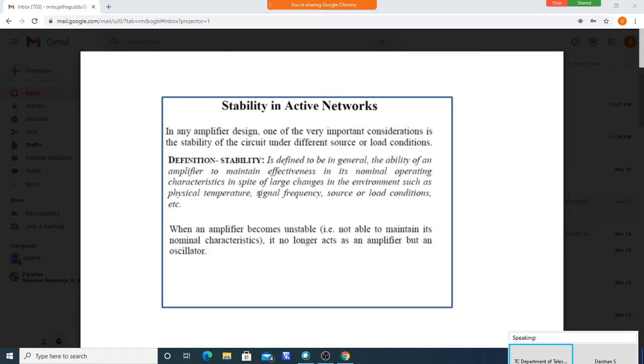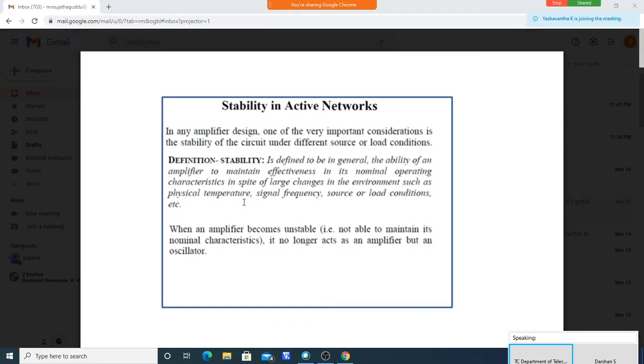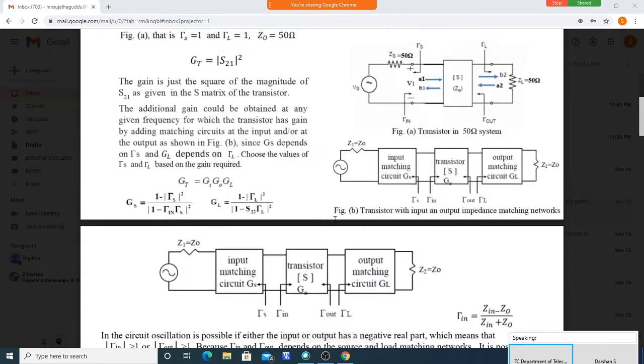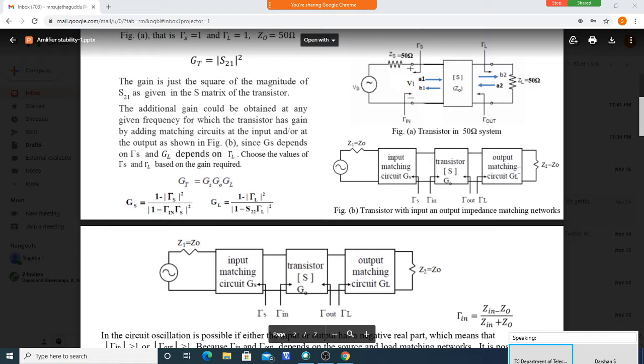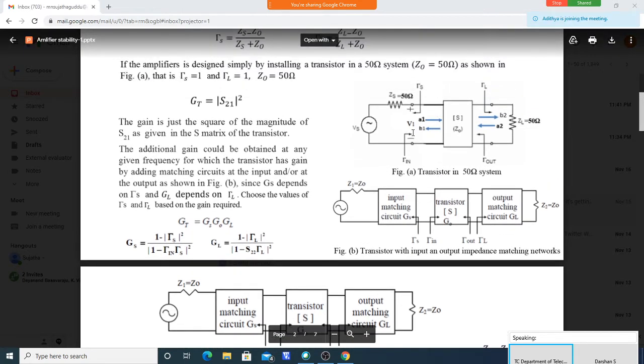Okay, in the previous class we were discussing constant gain circles. While designing a microwave amplifier, the input impedance matching network and output impedance matching network are very important. Without impedance matching networks like this, input matching network and output matching network, we may not be able to get the required value of gain.